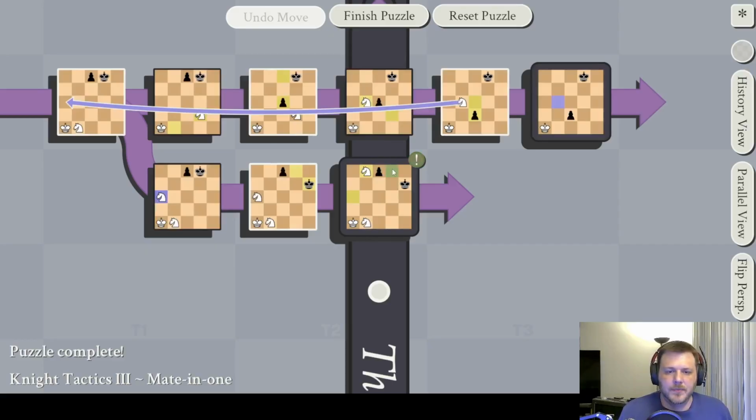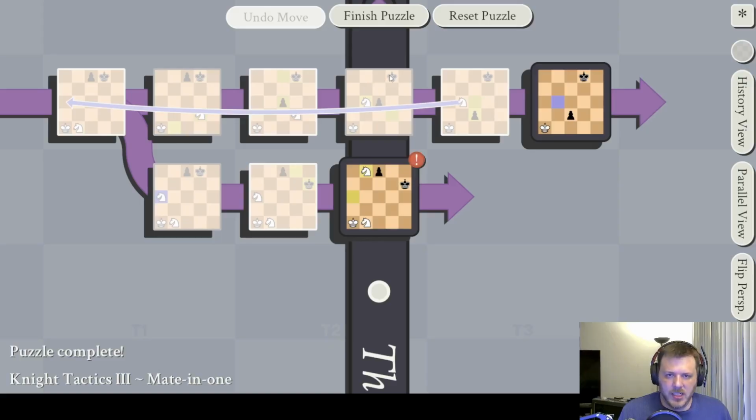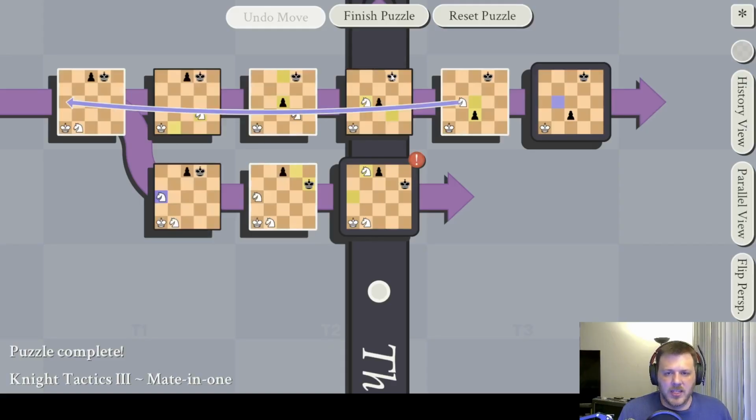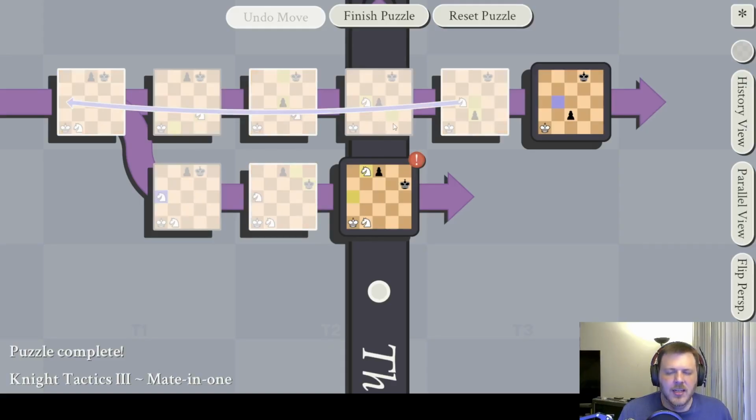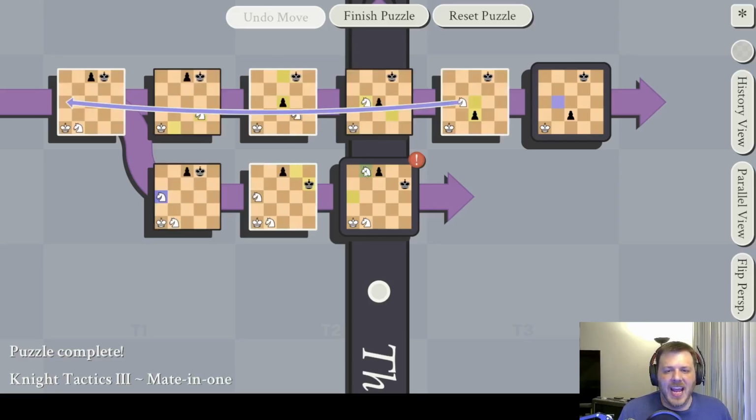Yep. So this knight could move 1 across the timeline, 1, 2, and he can't move on this board. The move has already been made. So he would have to capture this piece in order to stop that. And he doesn't have anything to capture it with. All right.